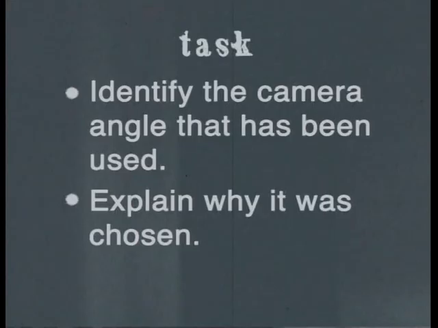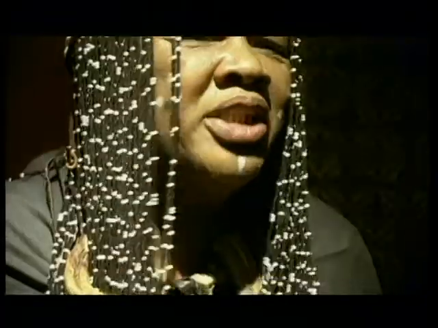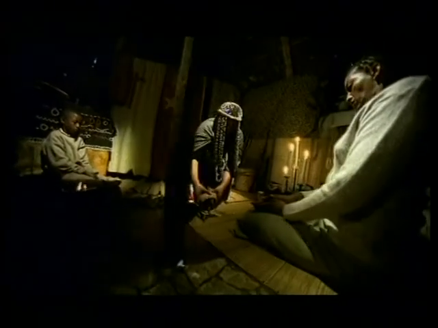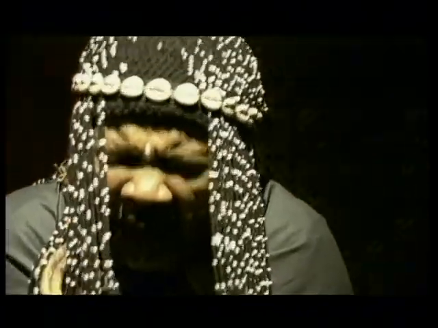For today's task, we'll be looking at 2 short clips. For each clip, you should do the following. Identify the camera angle that has been used and explain why it was chosen. Here's our first example. In this film clip, a low angle has been used. Why do you think the cinematographer chose to film the action from this angle?